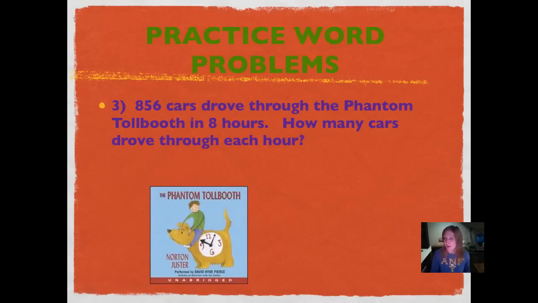It's a toll booth question. 856 cars drove through the Phantom toll booth in 8 hours. How many cars drove through each hour? So we know we're breaking our cars up into groups of 8 because we have 8 hours. So we're going to divide our total number of cars, 856, by 8. Let's go ahead and see how you do on that one. Try it. Then check it and push play when you're ready.